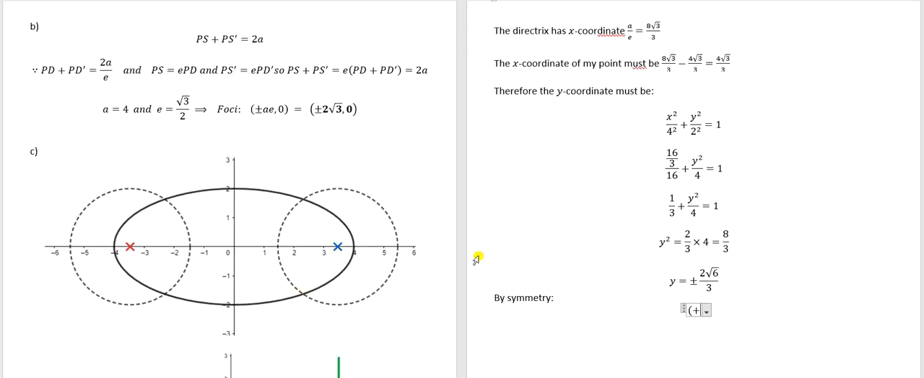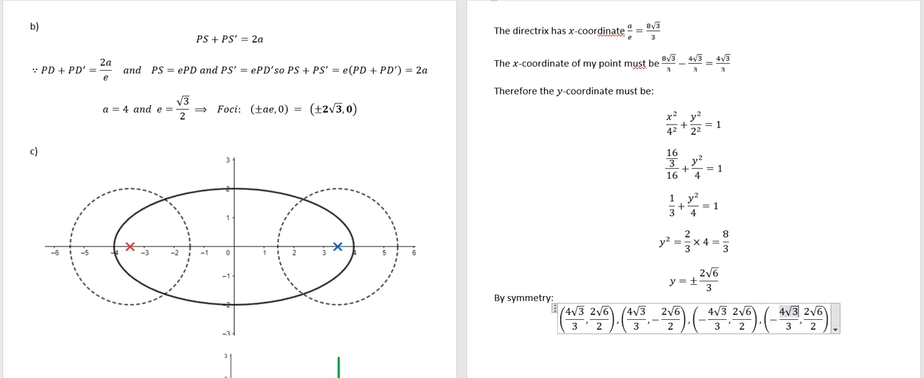So we're going to have the points plus or minus 4√3/3 and plus or minus 2√6/3. Our first point looks like this. Our second point looks like this, with a negative in front of the y coordinate. Our third point has a negative in front of the x coordinate instead. And then we have one where both the x and the y coordinates are negative.